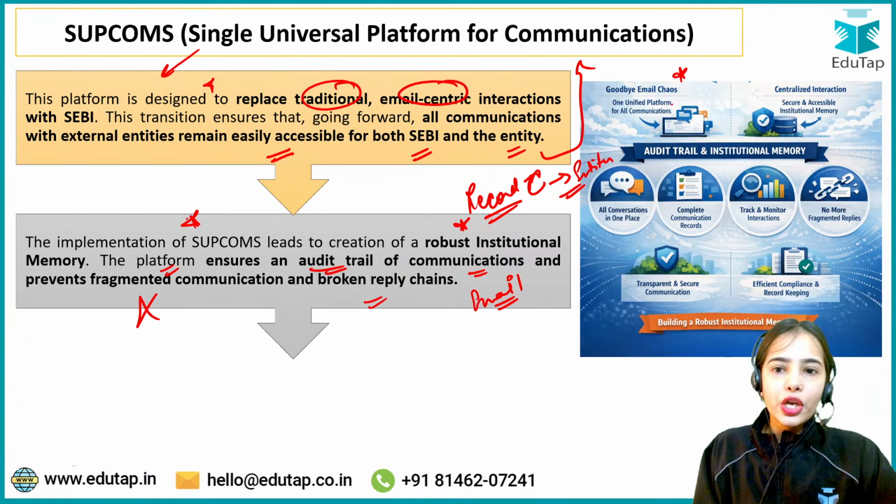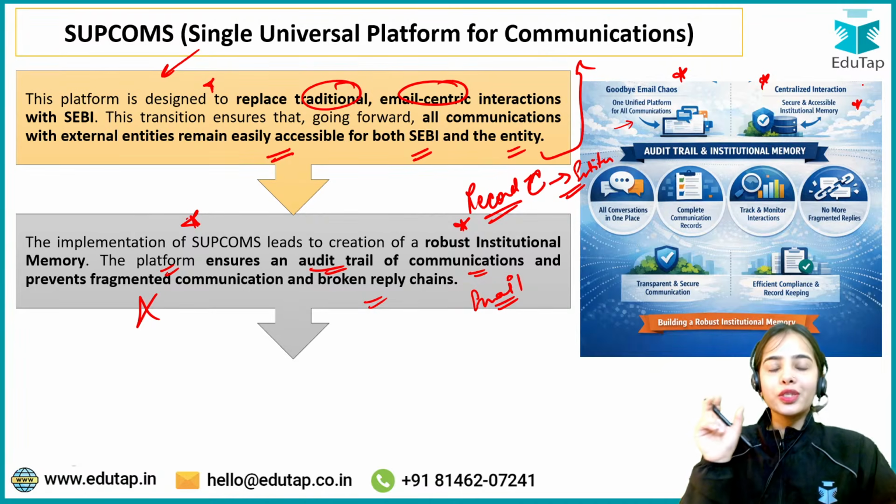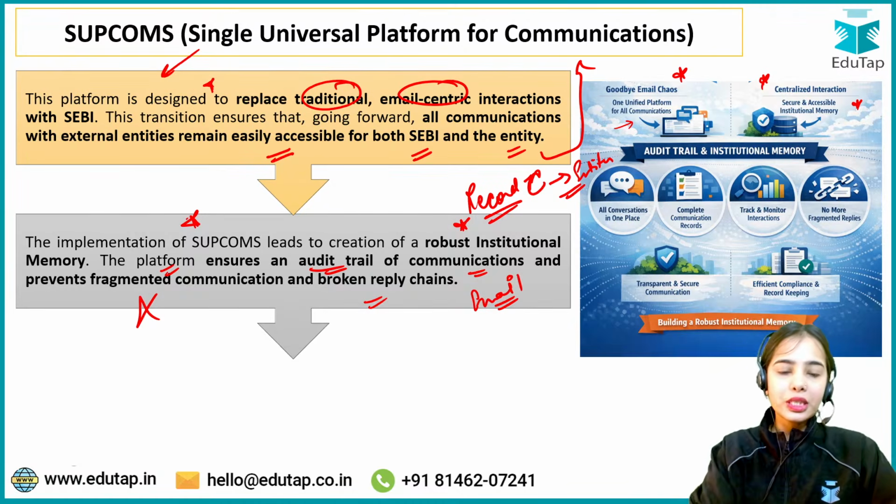Goodbye to the email chaos. Now there is one unified platform for all the communication. This will lead to centralized interaction, a secure and accessible institutional memory that is going to record the communications and keep the communications at one place. Okay, so this is the idea.